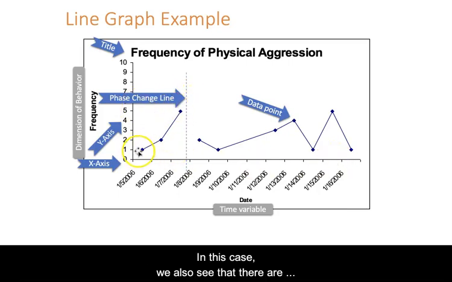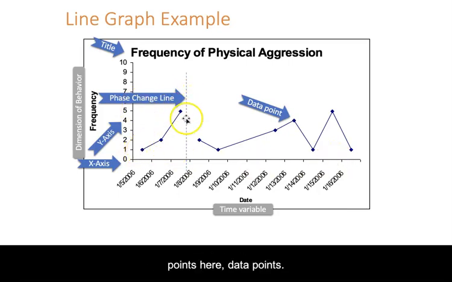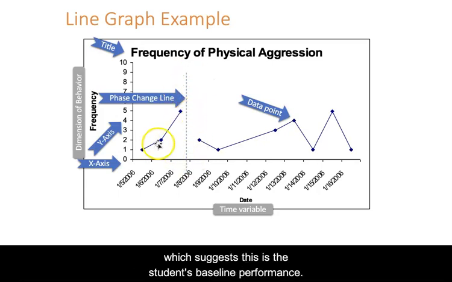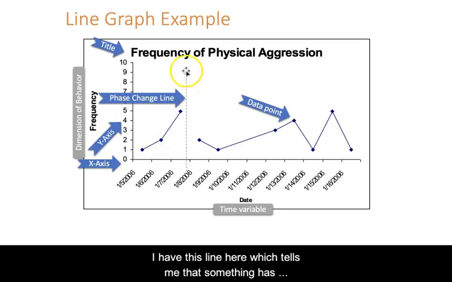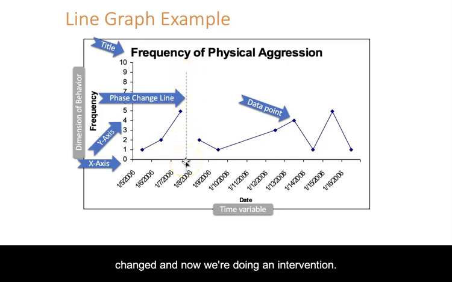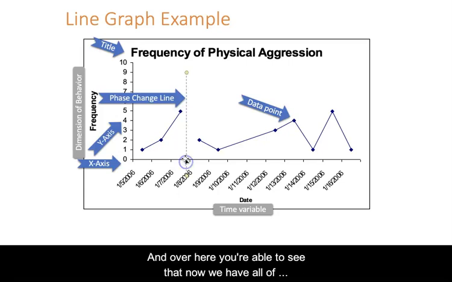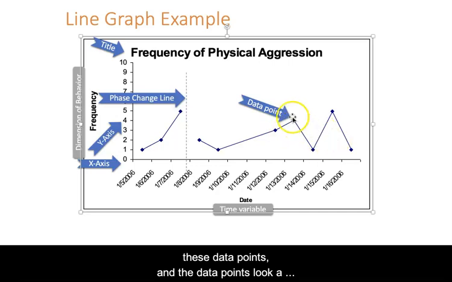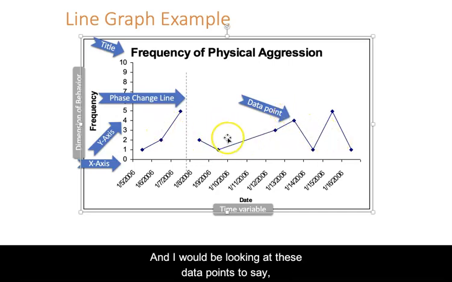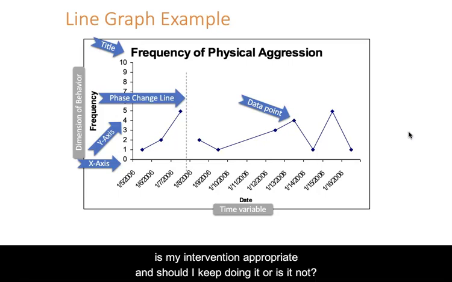In this case, we also see that there are data points here, and then this is a phase change line, which suggests this is the student's baseline performance. I have this line here, which tells me that something has changed, and now we're doing an intervention. And over here, you're able to see that now we have all of these data points, and the data points look a little different, and I would be looking at these data points to say, is my intervention appropriate, and should I keep doing it?